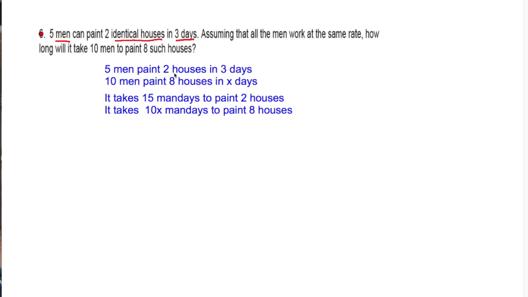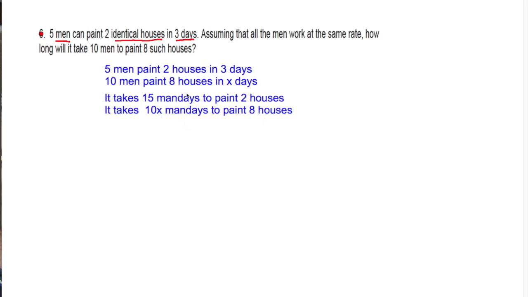5 men paint 2 houses in 3 days. And we are supposed to find how many days it takes 10 men to paint 8 houses in X days. Now, in order to solve the sum, we combine the men and the days. Therefore, we have 3 times 5, which gives us 15 man days to paint 2 houses. Similarly, men times the days, we have 10x man days to paint 8 houses.